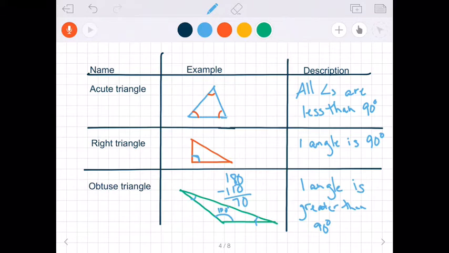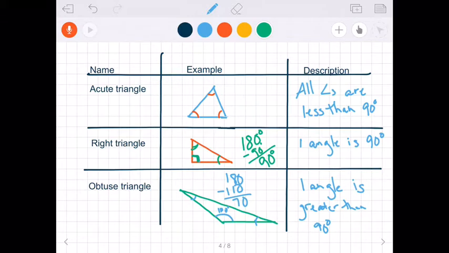So if you think about it, you can't have a triangle that has more than 1 right angle because there's only 180 degrees in a triangle. And if you have 1 right angle, which is what I have right here, and you subtract 90 degrees from 180, you only have 90 degrees left to share between these other 2 angles. So you can only have 1 right angle in a right triangle, or in a triangle at all.